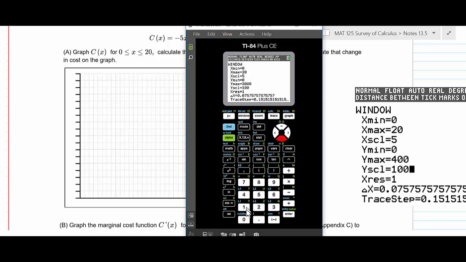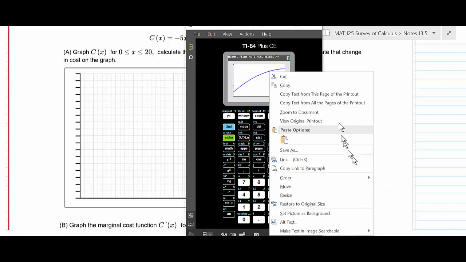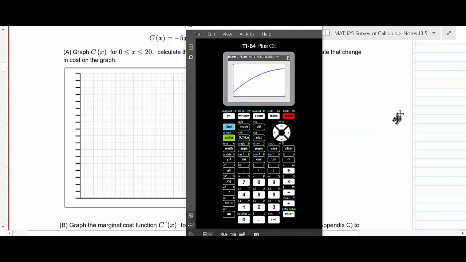Okay, let's see if that's a good viewing window. We want to see where that maximum is too. Let's see now. Hallelujah, I think I finally got it. Okay, so let's use that viewing window, so that should be good.